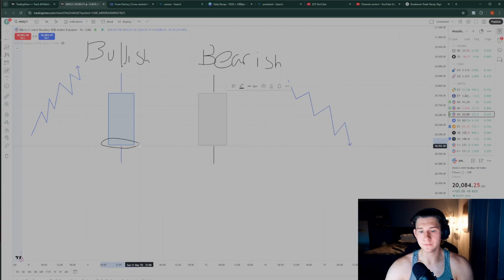So this bottom part of the body here would be the open. Oh, that's a terrible arrow. That is the open of the candle. That is when the candle opens. So let's say we're on a minute time frame, and since right now it's 9:49, once 9:50 hits, the price is going to open at this level, right? And then you're going to see the candle print.